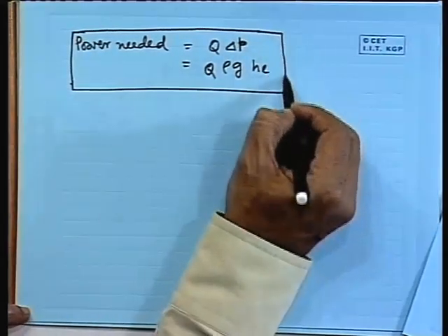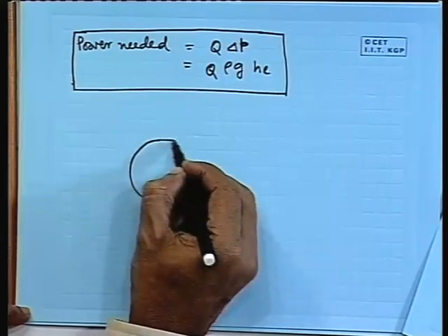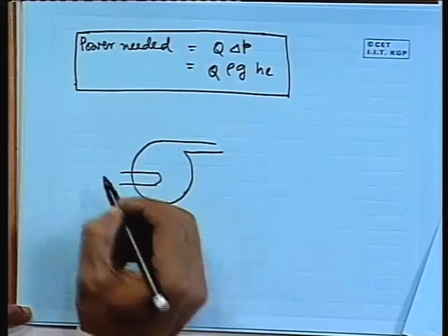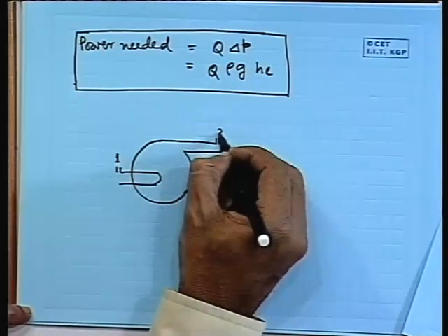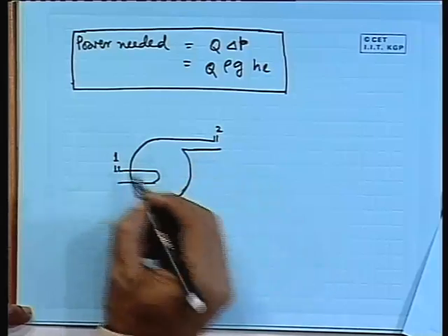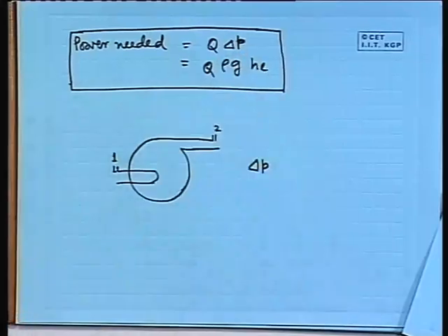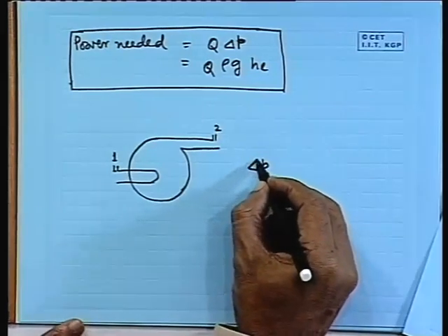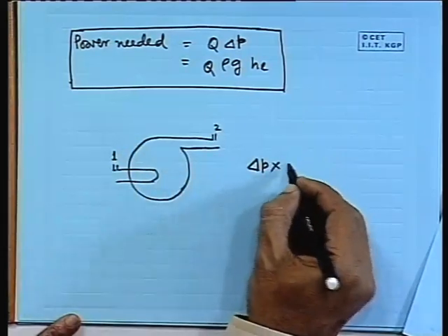Let us say for a pump, let us say we have got a pump, this is the representation of a pump. This is 1 and this is 2. So, from here we can get what is delta P. Basically, we neglect other heads. So, delta P is the main contribution of the pump as far as change in head is concerned.